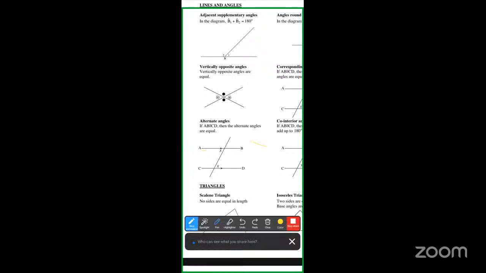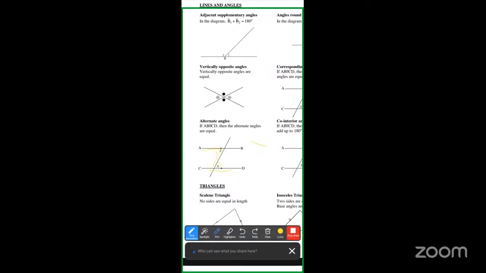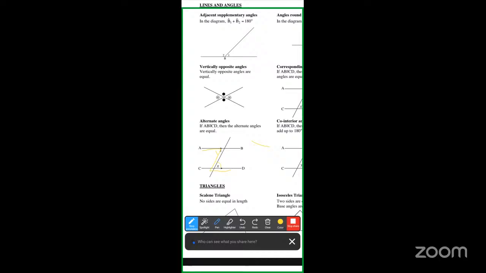Same applies with the alternate angles. If the line AB is parallel to the line CD, then angle X is going to be equal to that angle X. To make things simple, just imagine a Z on your diagram, then know that those angles are equal. Your reason is going to be alternate angles. Then it's accompanied by the parallel lines, that AB is parallel to CD.